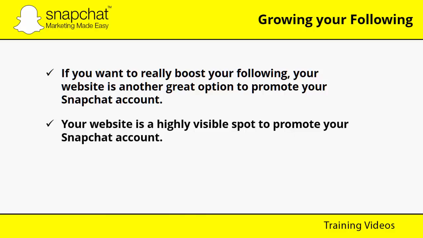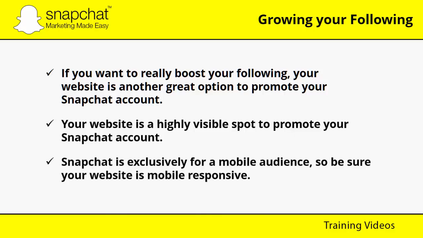Popular websites can receive over 25,000 views or more every day. Some of these websites display their snapcode or username in visible places. Snapchat is exclusively for a mobile audience, so be sure your website is mobile responsive and that your snapcode can be fully displayed in a mobile device for easy screen capturing, so people don't have any problem adding you on Snapchat. There are several ways you can show your snap link, snapcode, or Snapchat username in your website or blog.